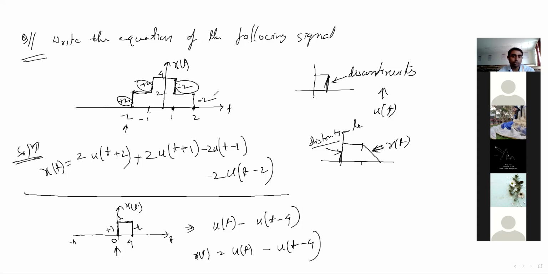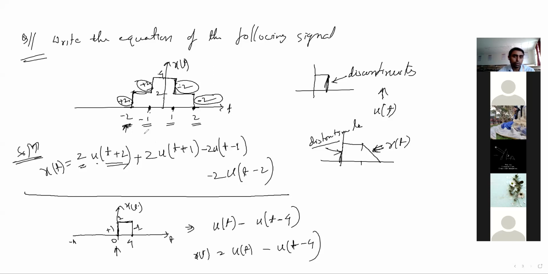This shows the amplitude of the unit step signal, and these are the time shifting of the unit step signal. Here this signal is obtained by adding and subtracting only the unit step signals. For positive 2 we write 2, and the time shifting is t plus 2, so 2u(t plus 2). It is at the left side, that's why plus is given, for the left side of the time axis.